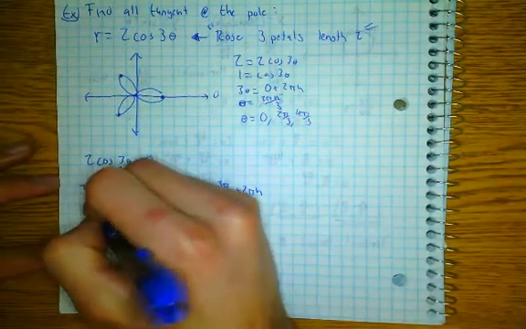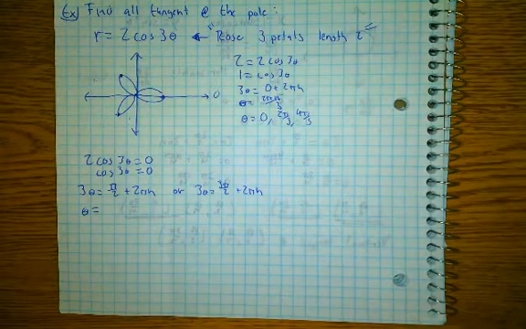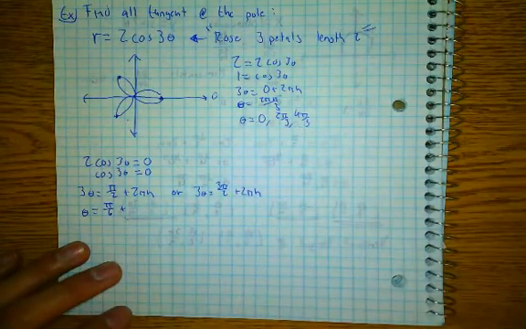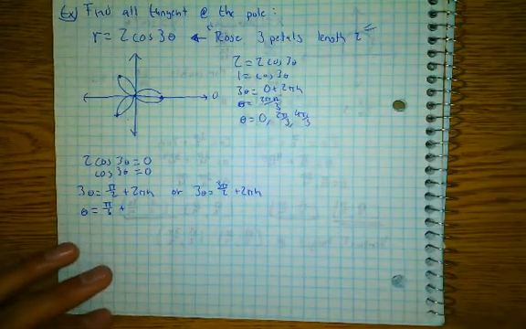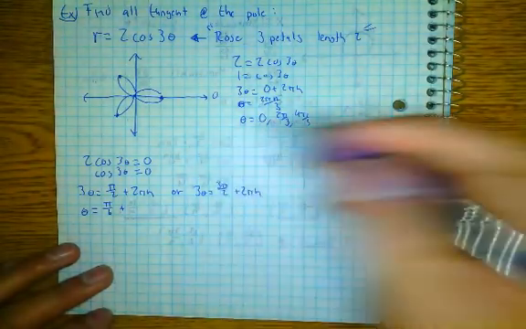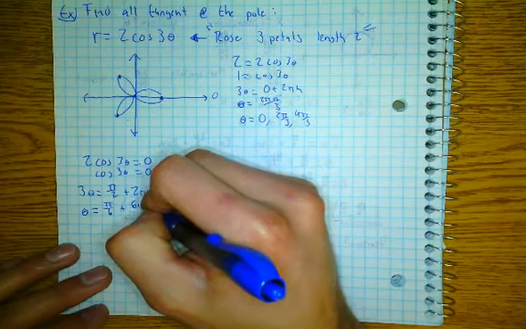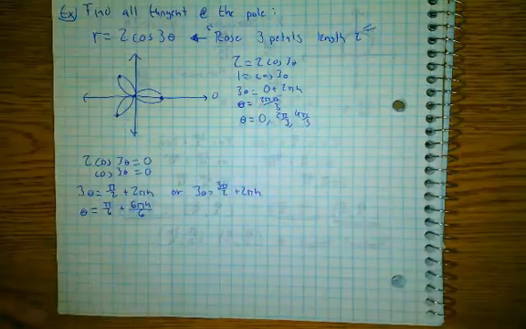Alright, therefore, if we divide by 3, theta equals pi over 2 divided by 3, which is pi over 6, plus 2 pi n divided by 3, so 6 pi n divided by 6, right?